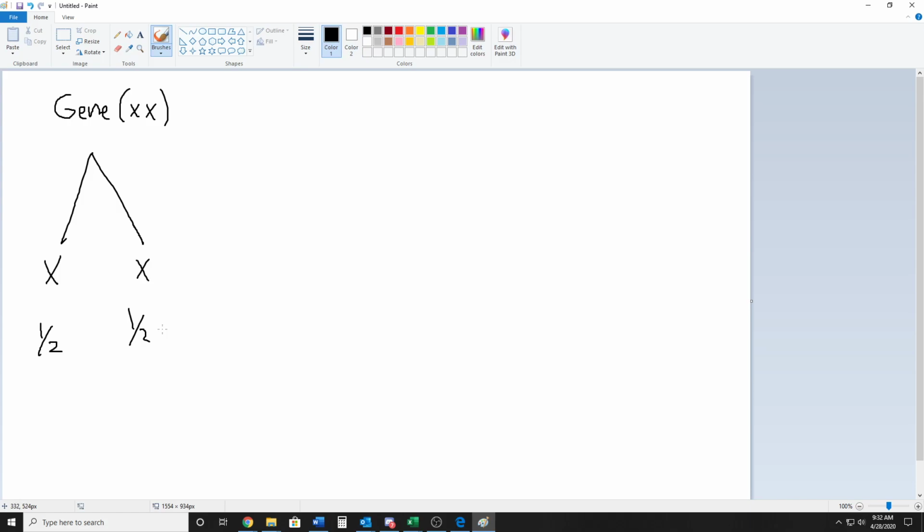Now, what happens if there's more than 1 gene? Well, let's say we have 3 genes. Gene 2, and then we'll do gene 3.